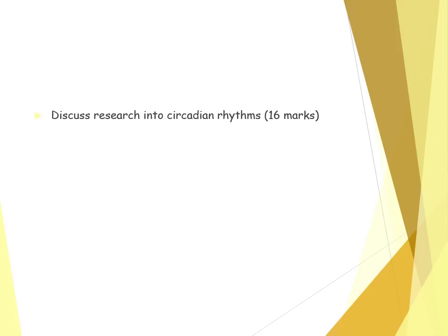So in terms of a 16 marker, as I said, it's likely that you'd get a 16 marker just on circadian rhythms. So discuss research into circadian rhythms. Remember, research is theories, explanations and research studies, so not purely just wanting you to talk about a research study. You can talk about the explanation and theory behind circadian rhythms. Discuss, once again, means outline and evaluate, so please make sure you are doing your evaluation in there and not purely just outlining circadian rhythms.